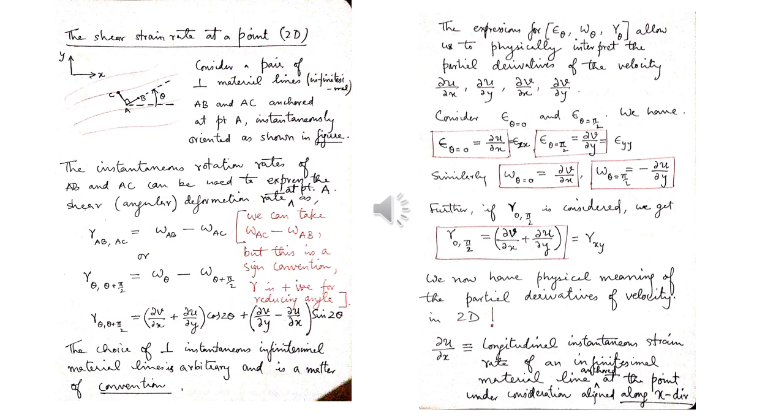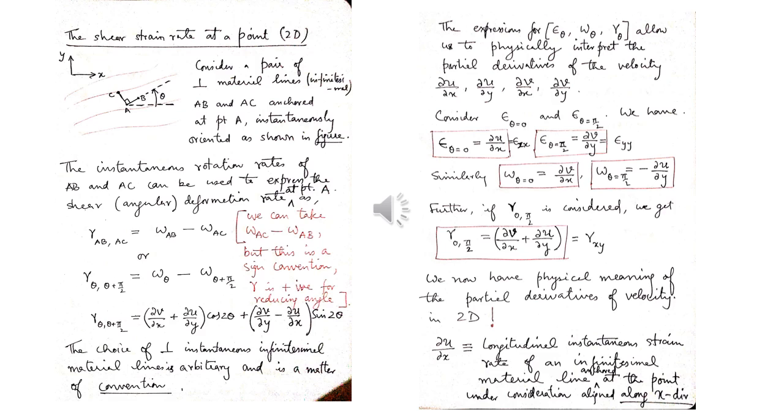So I repeat, del u del x is longitudinal instantaneous strain rate of an infinitesimal material line which is anchored at the point under consideration. That means the point where you are finding this partial derivative. And the infinitesimal material line is aligned along the x direction. So this gives a longitudinal strain for the infinitesimal material line which is aligned along x direction at a certain point.